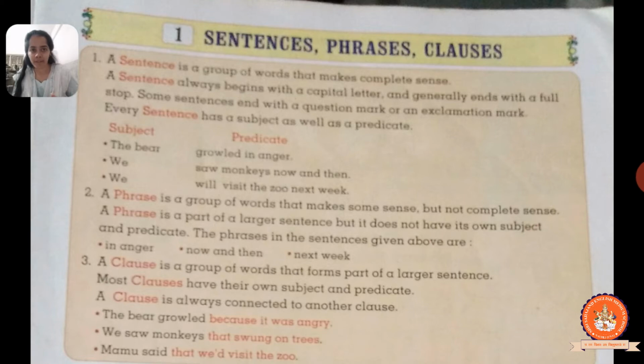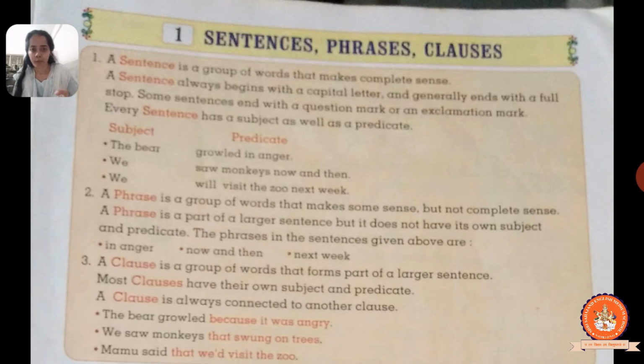So let's see the first example over here. The bear growled in anger. The bear is the name of the particular animal, right? So the bear is the name of the thing, and it is said to be the subject. Growled in anger. Growled means he roared in anger. That is the predicate.